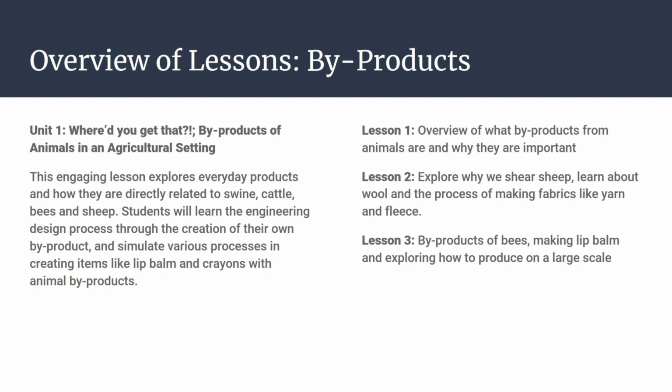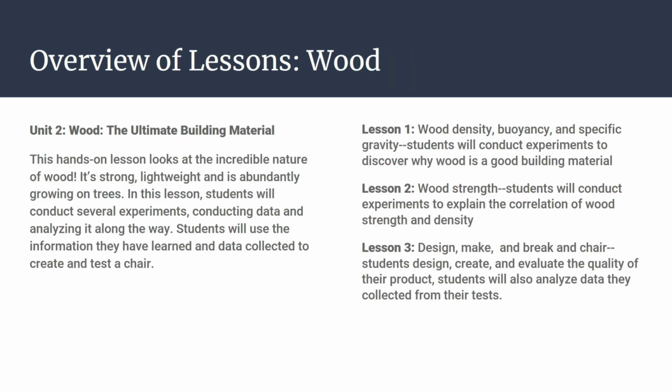Lesson 1 has objectives to overview what byproducts from animals are and why they are important. Lesson 2 explores why we shear sheep, learn about wool, and also the process of making fibers like yarn and fleece. Lesson 3 is about byproducts of bees. You can make lip balms and explore how to produce on a large scale for bee production.